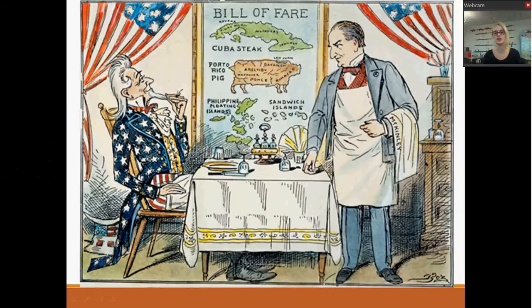In this next one, you can see McKinley is the waiter serving Uncle Sam, and the title of this one is I Hardly Know What to Try Next. You can see that the bill of fare, or the menu, is Cuba steak, Puerto Rico pig, Philippine floating islands, and Sandwich Islands. So again, this is to say Uncle Sam is basically picking and choosing off the menu of the places that he wants to take.